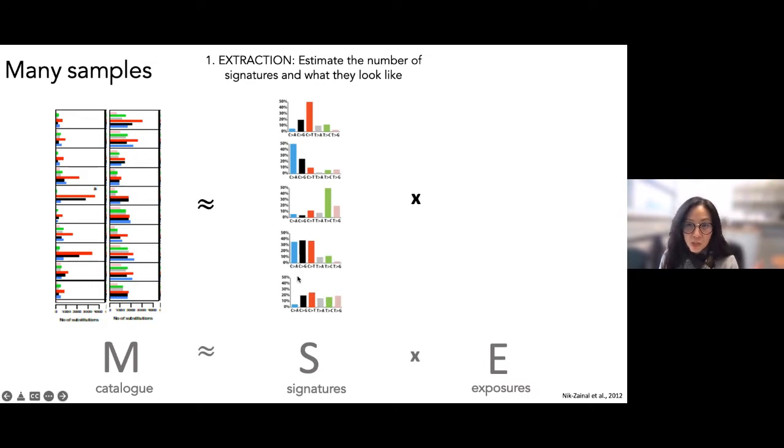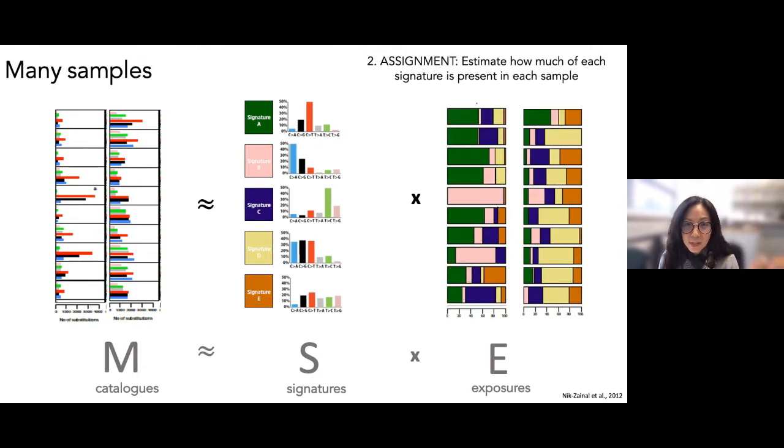The process by which we identify the signatures is called an extraction. That is when we're estimating the number of signatures and what they look like in these samples. And then the next thing we can do is quantify the amount of these signatures. This is called an assignment. So an assignment is when we estimate how much of each of these signatures is present in each sample. So here we have 20 samples, and here we have the 20 sets of exposures of each of those samples, telling us about the amount of each of these five signatures.